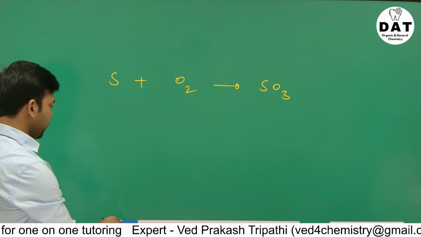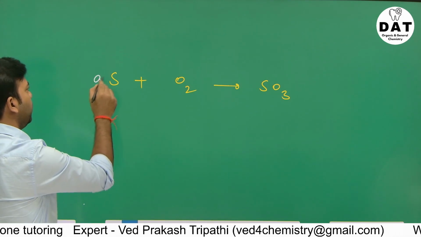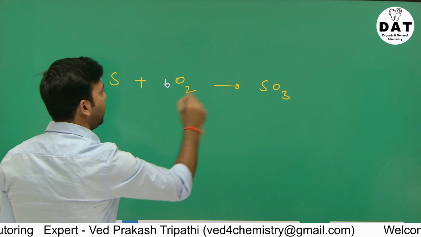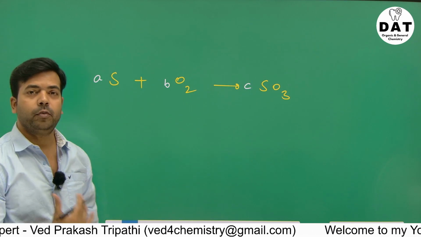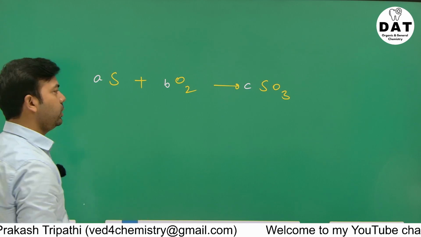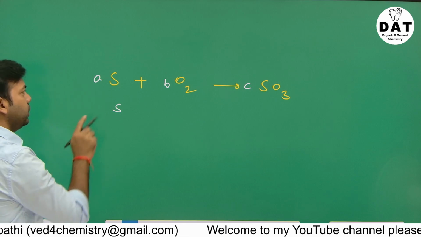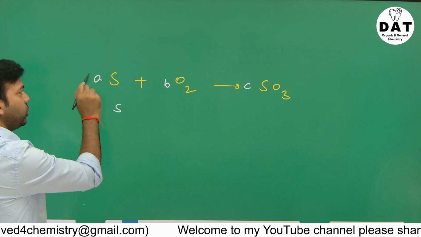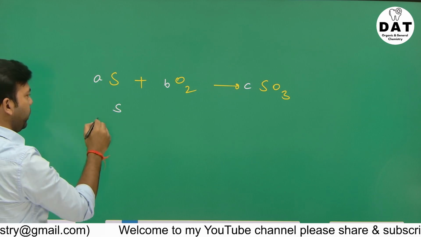So first of all we have to assume a stoichiometry like this: A, B and C in this way. Clear? And then look at the number of atoms in the chemical equation. So here we have two atoms, sulfur and oxygen. So look at sulfur. How many sulfur in the left? Just one sulfur, and its stoichiometry is A. So 1 into A is just A.